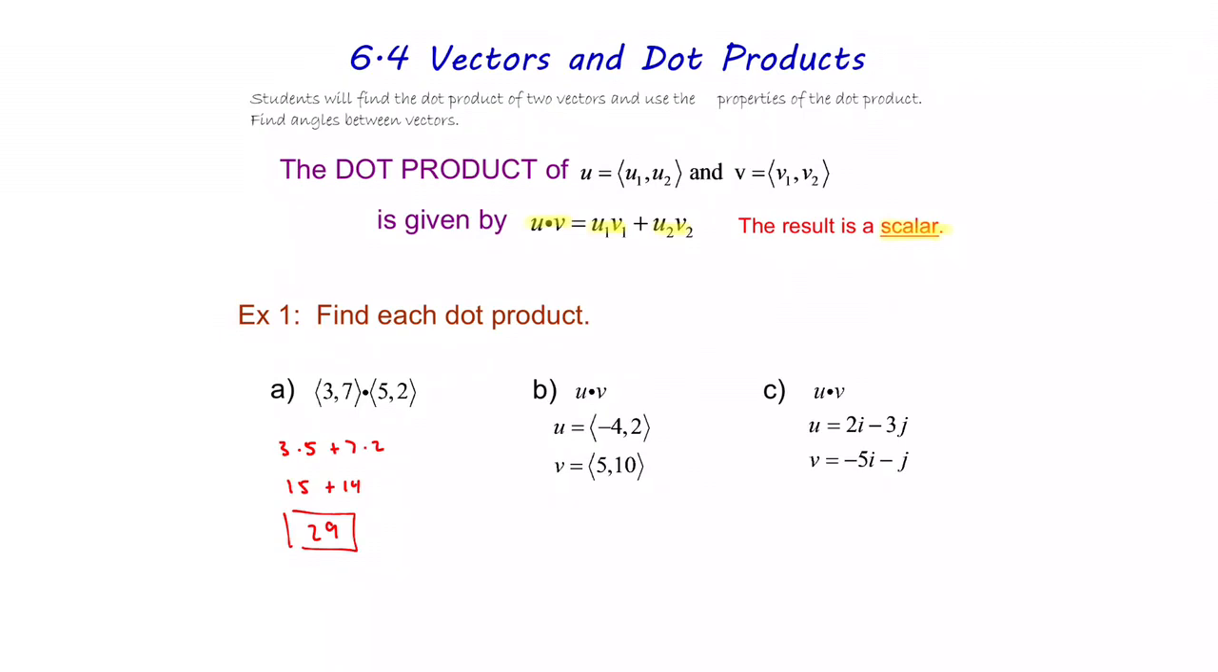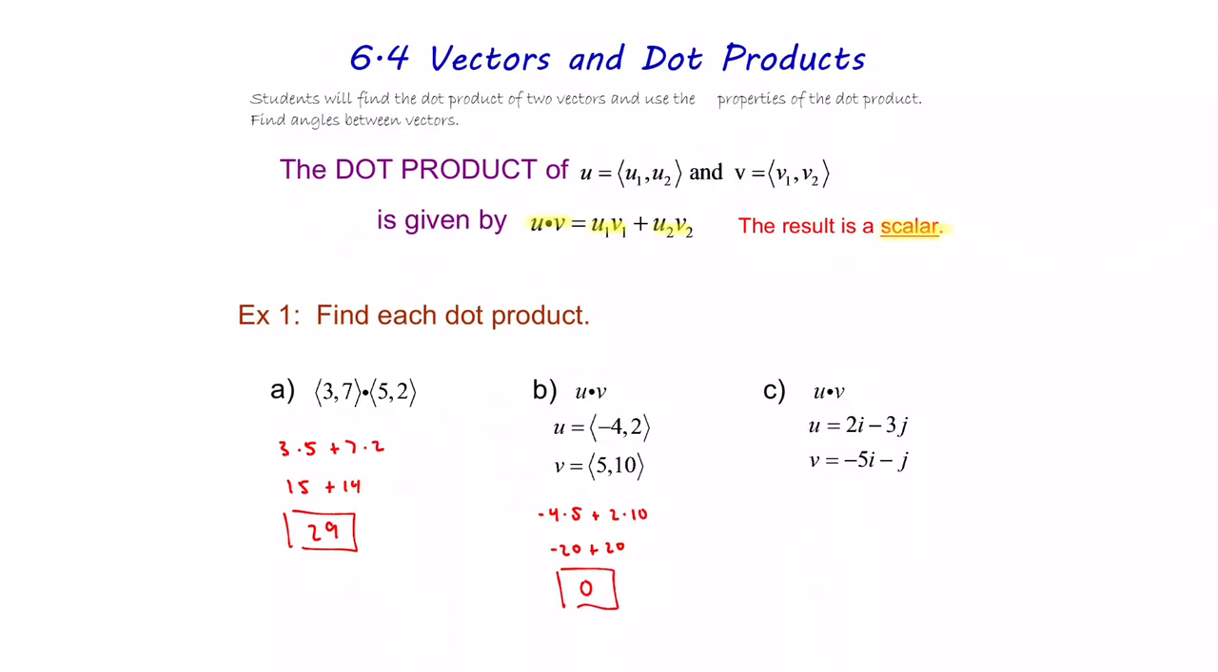B, the dot product of vector u and v, u equaling negative 4, 2, and v equaling 5, 10. So they are written in component form. Once again, we'll multiply the first components together, negative 4 times 5, plus the second components multiplied together, 2 times 10. Negative 20 plus 20 is equal to 0.